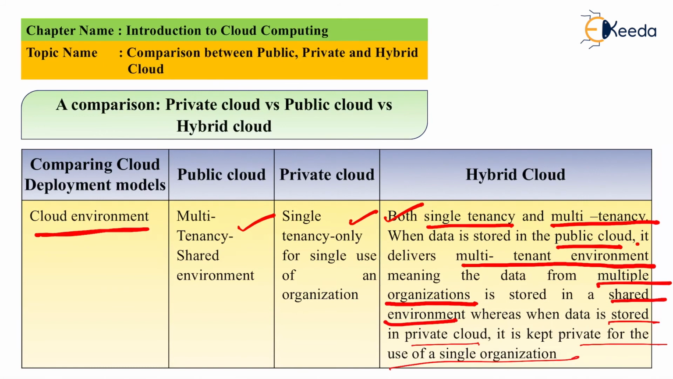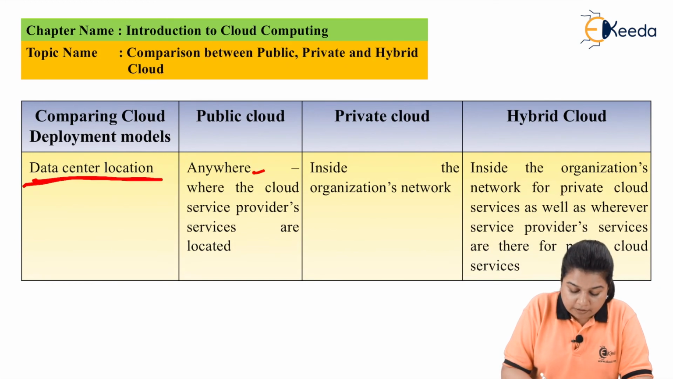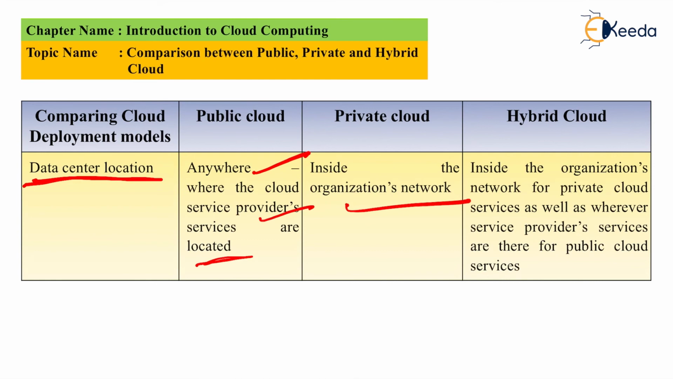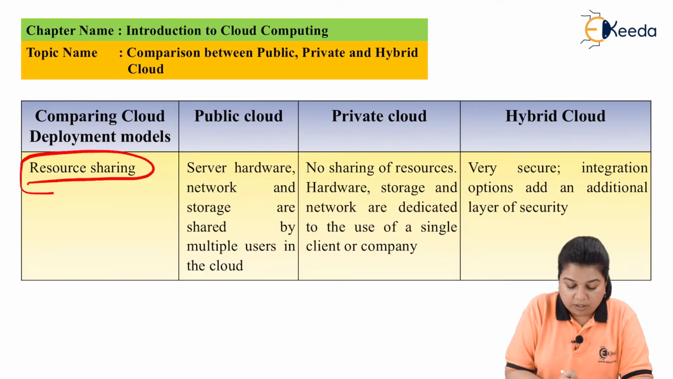Then comes data center location. In public cloud, it is anywhere the cloud service provider's services are located. Private cloud, inside the organization's network. For hybrid cloud, inside the organization's network for private cloud services, as well as wherever the service providers' services are for public cloud services. Then the third point is resource sharing.